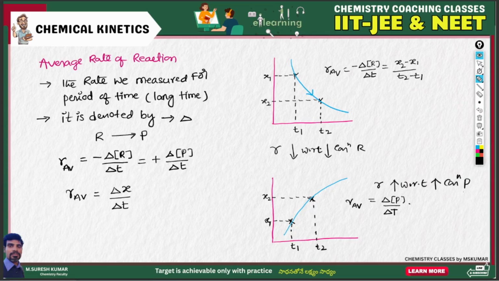Here delta t I expressed as x2 minus x1, the change in concentration of product, by t2 minus t1, the change in time t. Now here the slope we got is positive. Here positive slope we got. The increase in the curve indicates what? Positive slope.